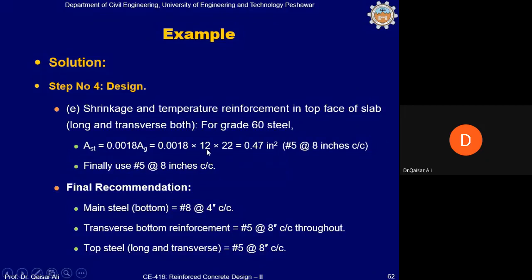So finally, what we will do is provide number 8 at 4 inch center to center as bottom main reinforcement along the span length of the bridge. Transverse bottom reinforcement, perpendicular to this main reinforcement, is number 5 at the rate of 18 inch center to center, since this is the minimum reinforcement which has been calculated from the shrinkage reinforcement. According to the AASHTO guidelines, we will also have to provide the shrinkage reinforcement both along the longitudinal and transverse direction. So this number 5 at the rate of 18 inch center will provide not only the transverse bottom reinforcement but also the top transverse and longitudinal reinforcement.